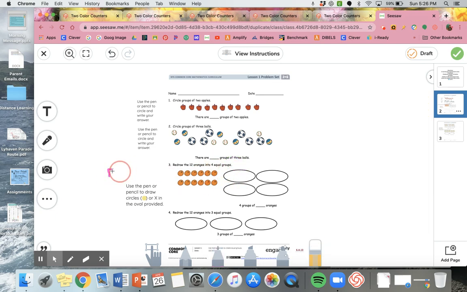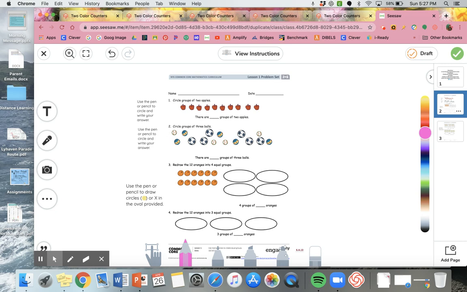Let me erase that. Okay, so the first question is circle groups of 2. Remember, groups of 2 means you're putting a circle around it. Oh no, it changed my color. And then there should be 2 objects inside. Like that. So you're circling groups of 2. You can just circle the apples right on the screen. Now, let me erase that. Now, then you're going to put how many groups. So you need to count how many circles or groups you made, and then you write that answer there.